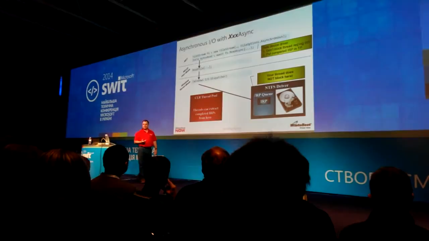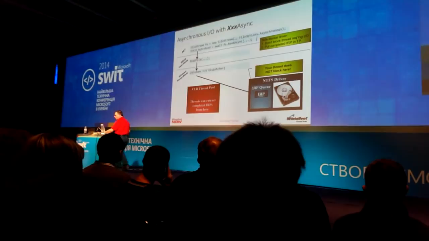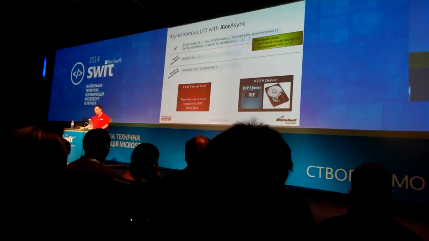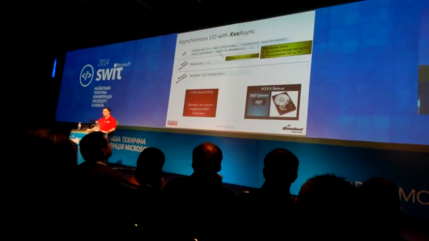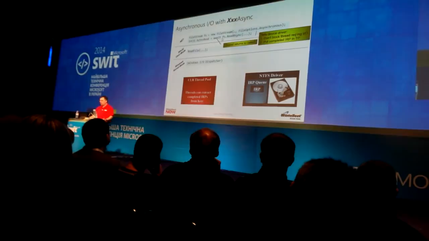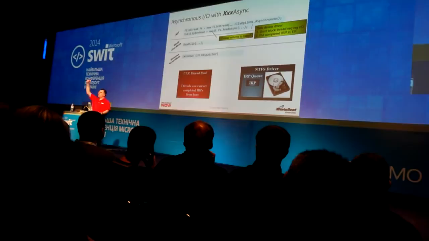Instead, your thread is allowed to return all the way back up the call stack here, where ReadAsync will return a task object. And in .NET 4.5, a new thing we can do with task objects is we can await them. This await allows your thread to go back to wherever it came from. This is awesome, just awesome.